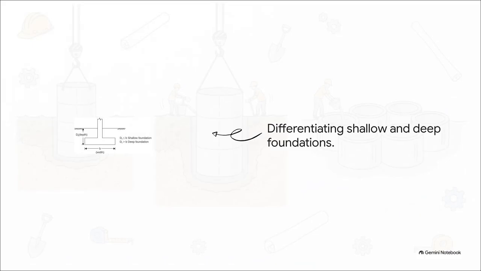You might be wondering what exactly separates a standard, everyday shallow foundation from a deep one. The math is actually wonderfully simple. A deep foundation is just defined by its geometry. It's one where the depth of the foundation, marked as df, is strictly greater than its width, which we mark as b. If the depth is less than or equal to the width, you are looking at a shallow foundation.